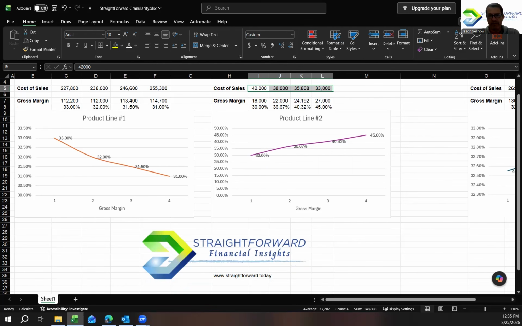Once we've identified the problem, now we can start asking better questions. Okay, did pricing change? Did disposal fees increase? Are labor hours creeping up? Are certain jobs or customers or routes less profitable? Now we're getting somewhere with those types of questions.